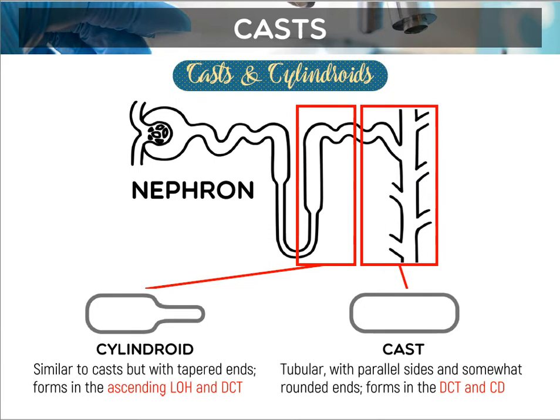So I mentioned that we have your cast and your cylindroid. The difference: the cylindroid, guys, is similar to a cast but has tapered ends. It forms in the ascending loop of Henle and your DCT. Whereas your cast is tubular, with parallel sides, sometimes rounded, and forms in your DCT, distal convoluted tubule, and your collecting duct. That's the difference between your cylindroid and your cast.